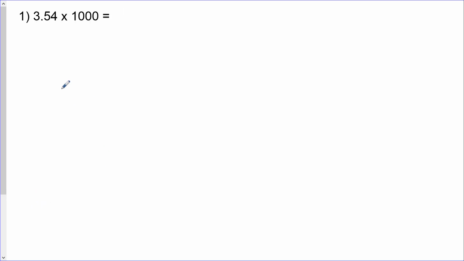If we look at this first question here, we have got the sum 3.54 multiplied by 1000, or 3.54 times 1000. Whenever we are timesing by 10, 100 or 1000, we do not need to use the formal method of multiplication which we would otherwise be using. Instead, we have a little bit of a shortcut for this.